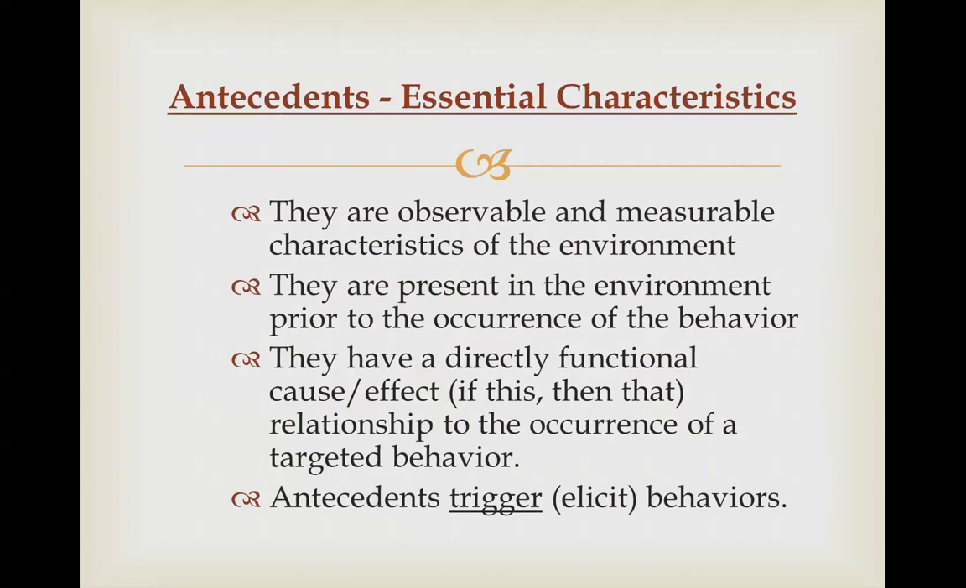So let's continue with antecedents and move on from here. Antecedents, like setting events, are observable and measurable events in the environment that can be objectively, reliably, validly identified. They too are present in the environment prior to the occurrence of behavior, and they have that direct functional cause-effect relationship to the behavior, and we use words like trigger and elicit: antecedents trigger and elicit behaviors.